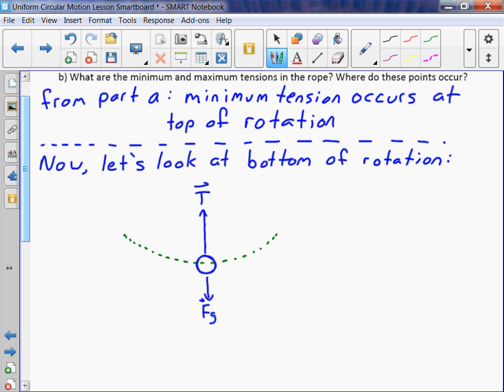Okay, so the question is, why is there now a greater tension than the force of gravity? And the reason is because it's still rotating. So our net force is not going to be 0. Our net force has to be the centripetal force.